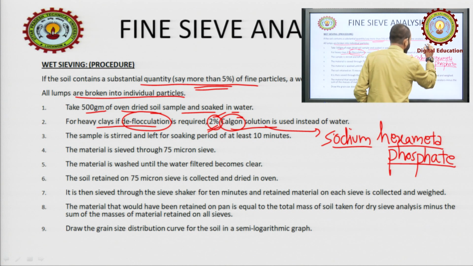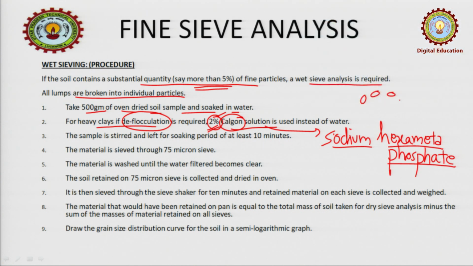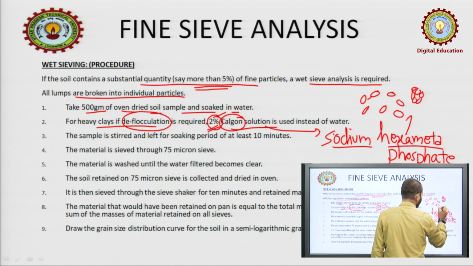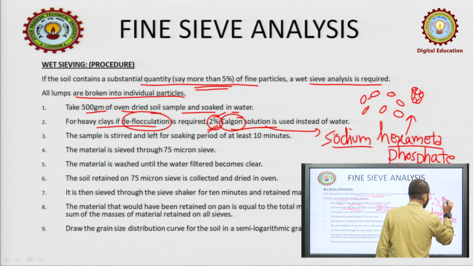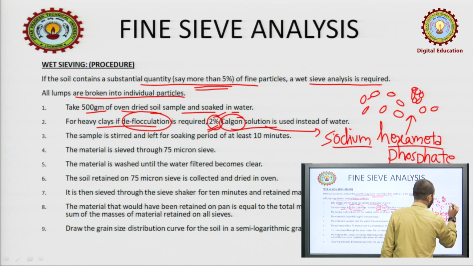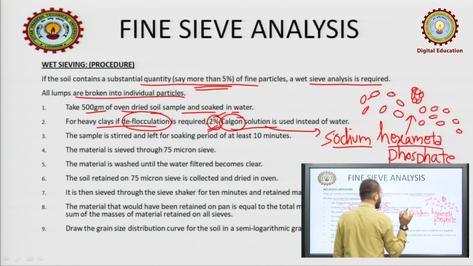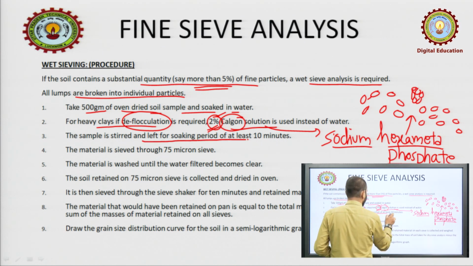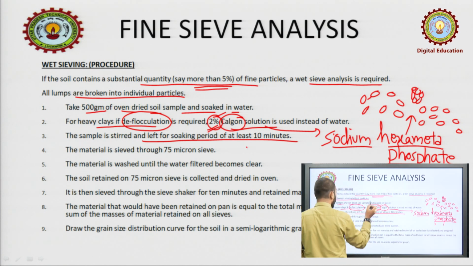If you have particles of soil, they are carrying charge, due to which they are attracted to each other, forming flocs. What does this do? This provides them neutralization. So, they do not come together, they are discrete now, or they do not flock. The sample is stirred and left for soaking for 10 minutes.